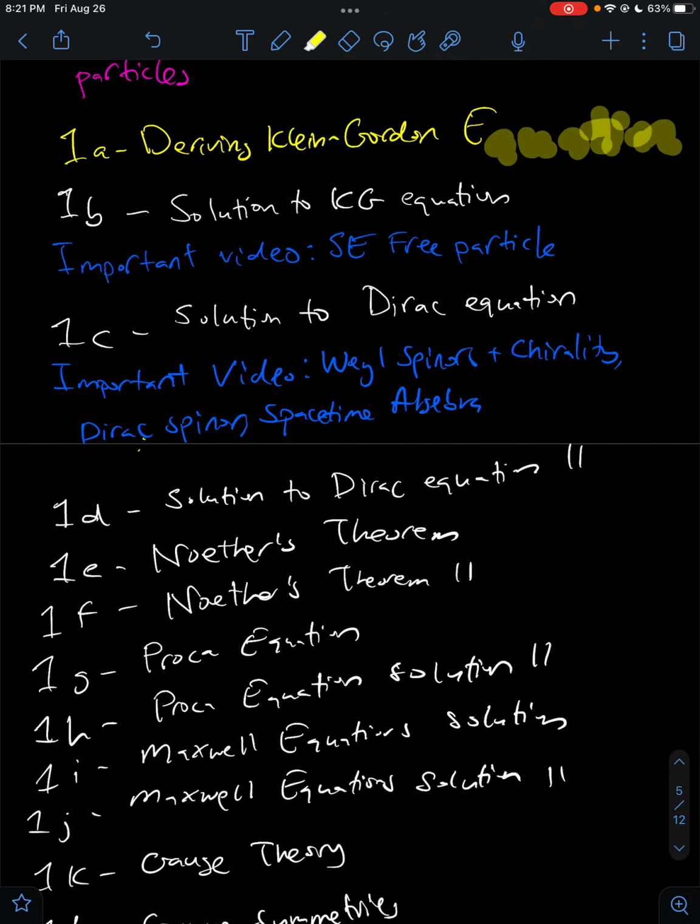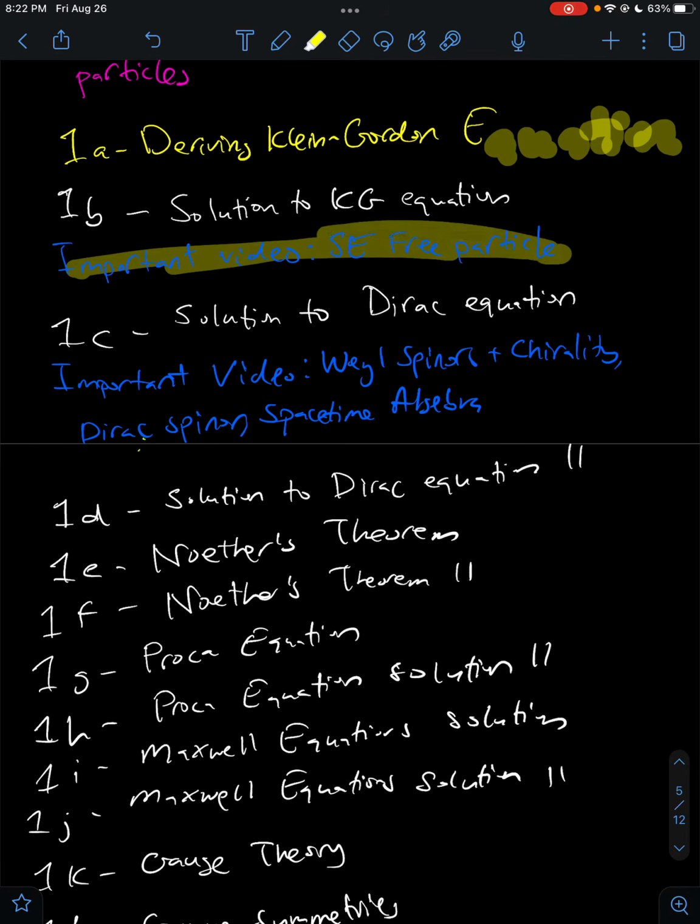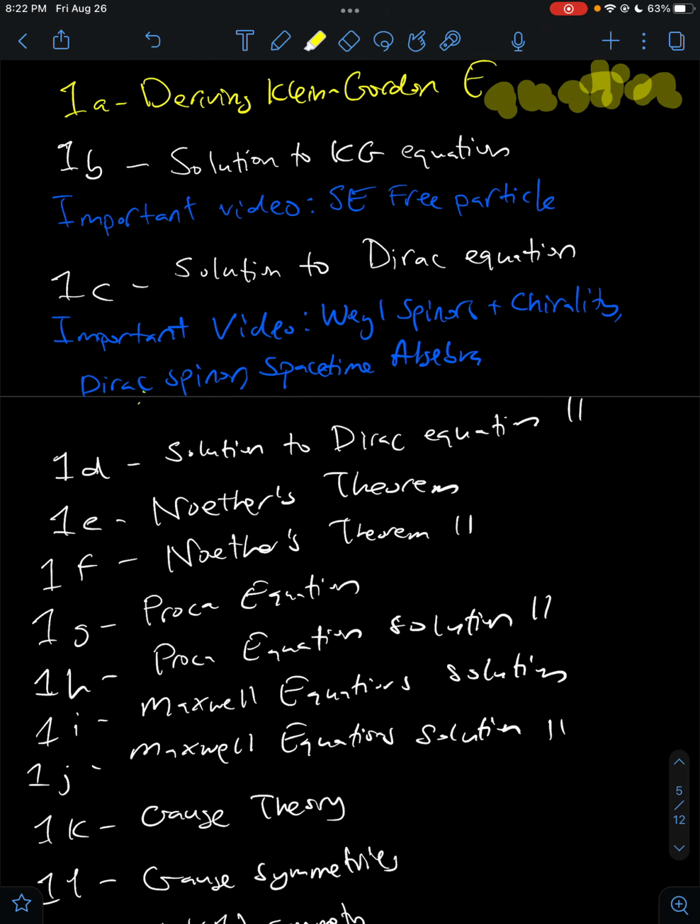So yeah, that was the first video, deriving the Klein-Gordon equation from the Lagrangian density. And then on to the second video, we solved that equation. An important video to watch is the Schrödinger equation for the free particle, since we reference that a lot, and those equations are very similar. You guys can read the rest by yourself.